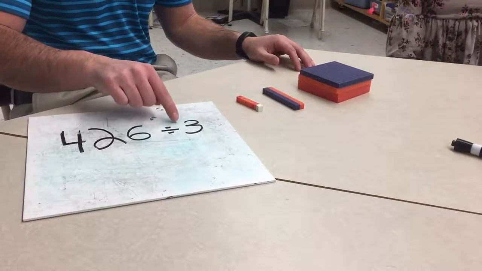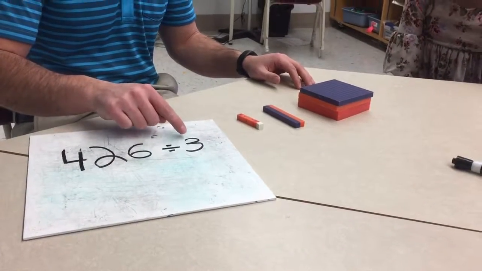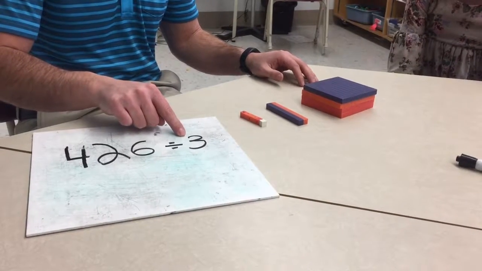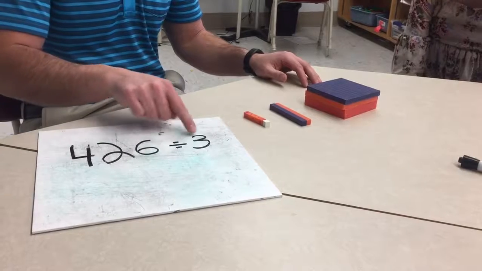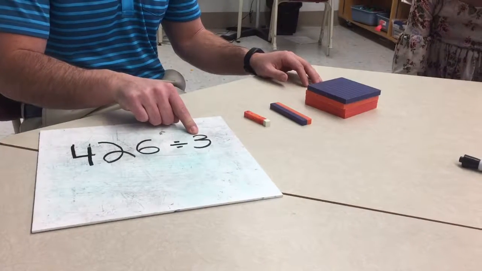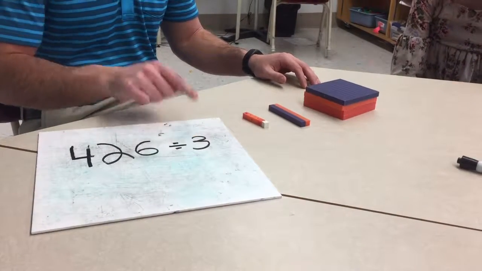Whenever you see that we're dividing by something, this tells us how many groups we're going to divide it into. So in this case, we're taking our 426 and dividing it into 3 groups, and we want to figure out how much is in each group.